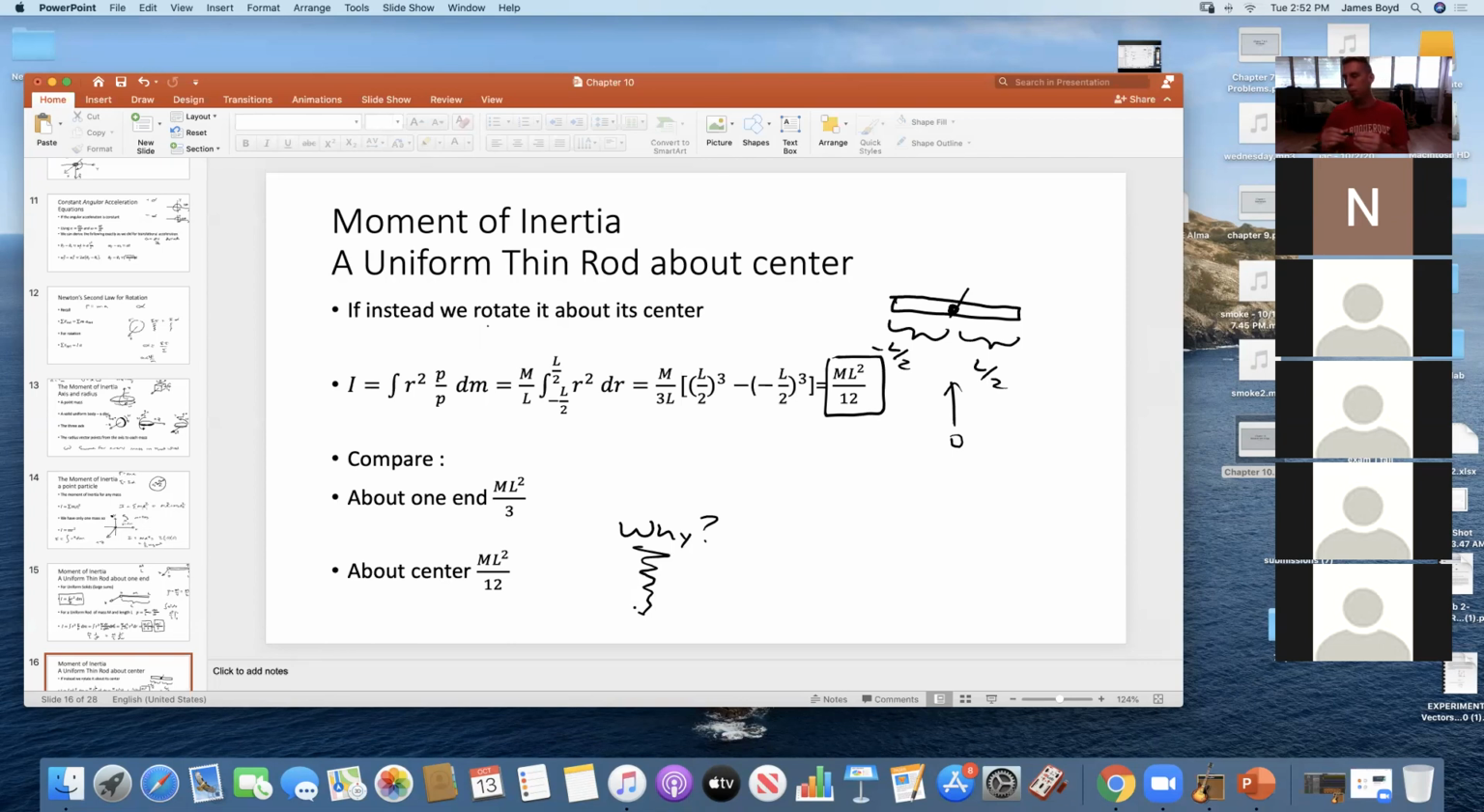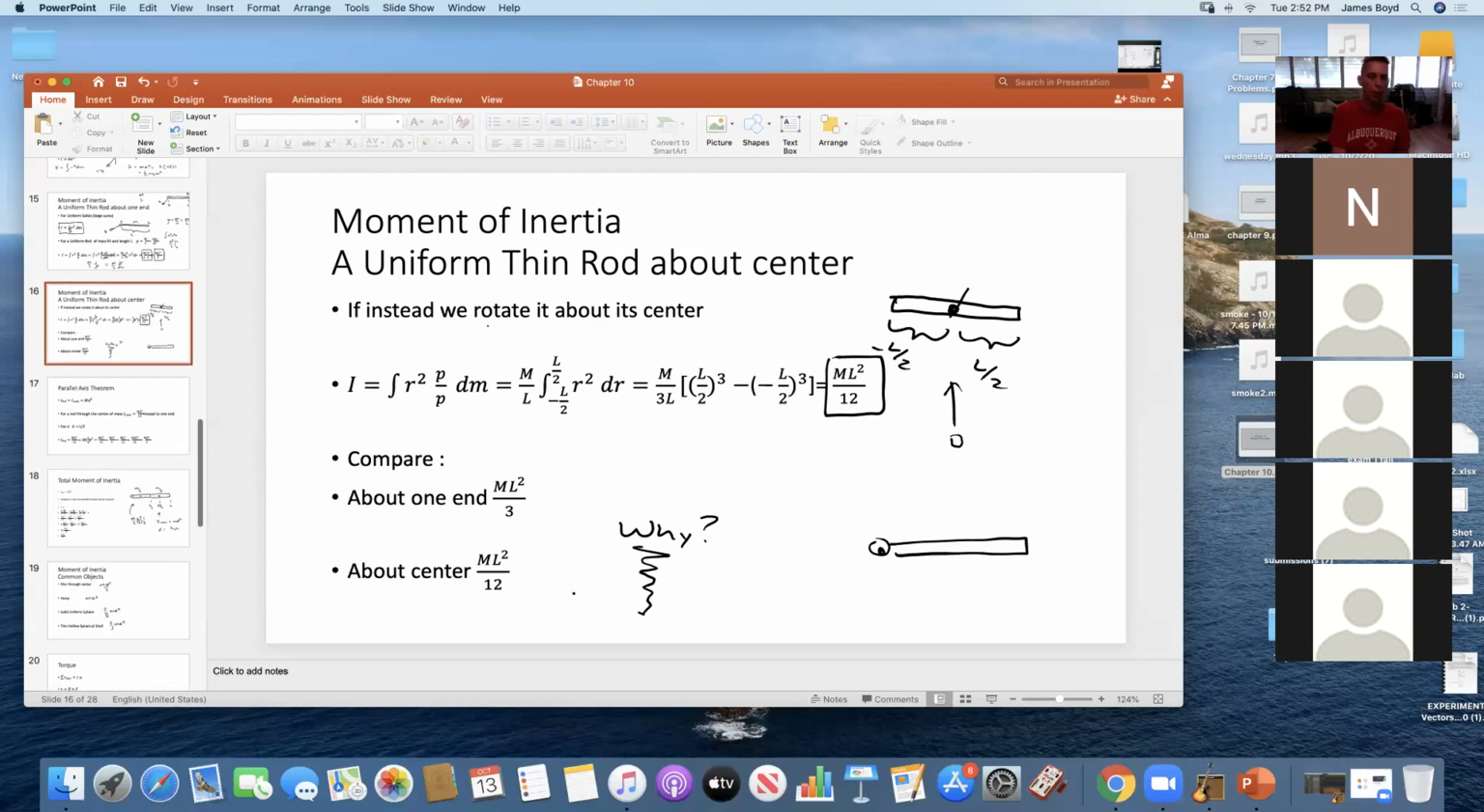If you try to push on a really long rod at the end, it's hard to get it moving. You can actually get things to spin faster closer to the center of rotation. And most of the mass in the center one is near the axis of rotation, whereas a lot of the mass is far away from the axis of rotation when you spin it around one end. Therefore, it has more inertia when you're trying to rotate it about one end.